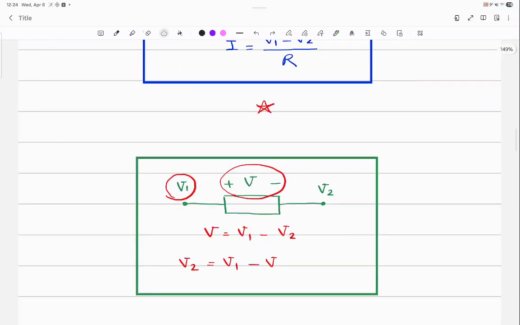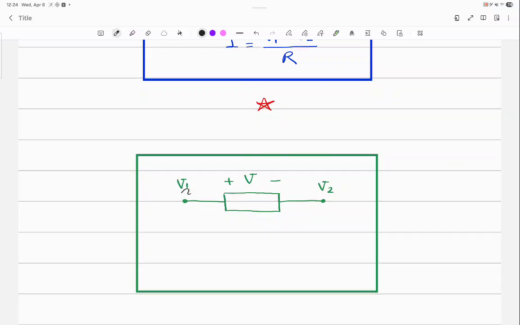Something that sometimes students have problem with is dealing with these. So for example, let's say this is 5 and this is 3. What is V2? It's V1 minus V, right? Remember that V, any voltage, how do you define a voltage across any element? Positive terminal minus the negative terminal.